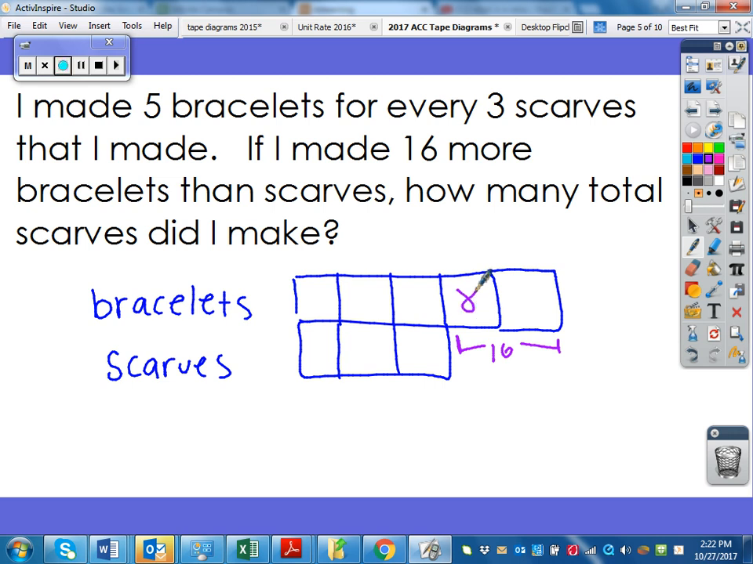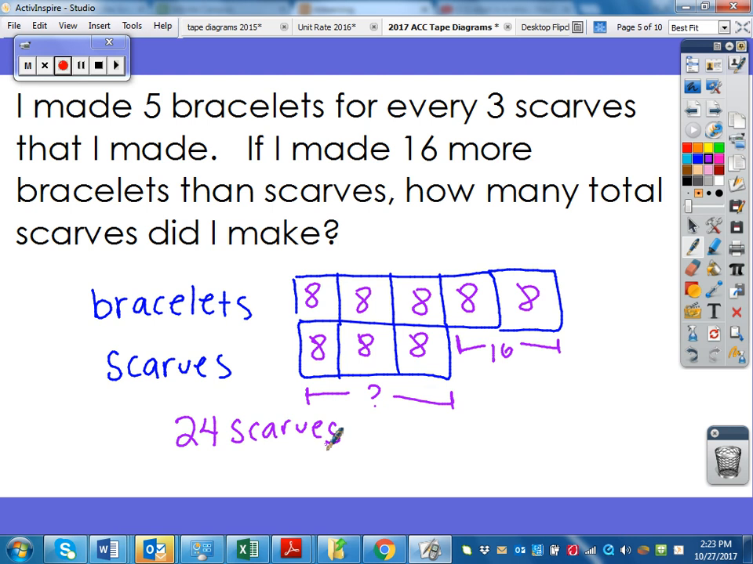16 divided by 2 is 8. So 8 would go in each of the boxes. The question wants to know, how many scarves did I make? I made 24 scarves.